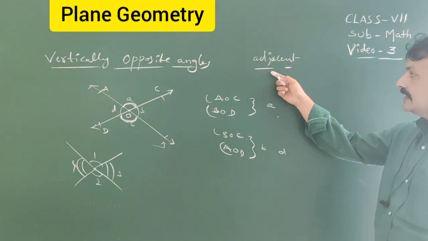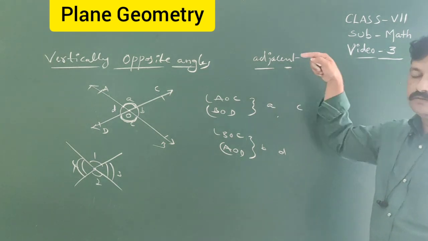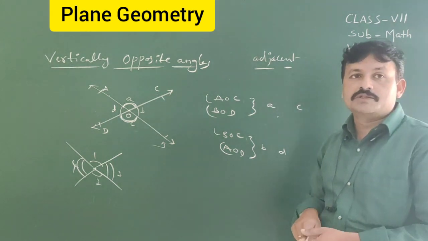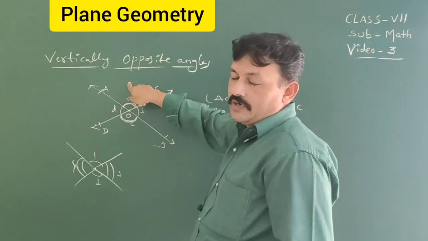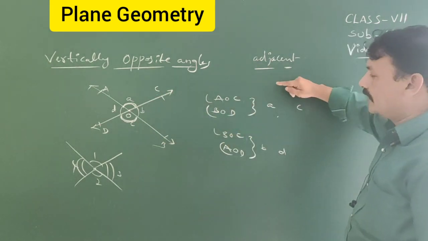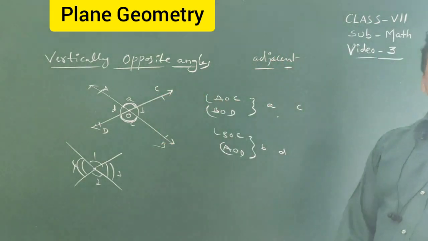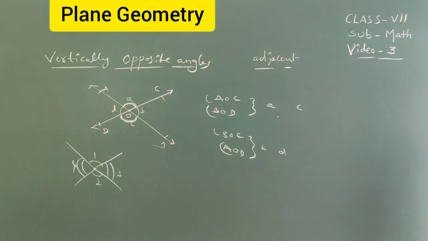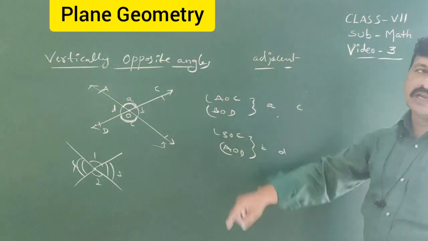What are adjacent angles? Two angles are said to be adjacent if they have a common vertex and a common arm. Here, for vertically opposite angles, they have a common vertex and they don't have a common arm. Here a common arm is required, here a common arm isn't required. That is the difference between adjacent and vertically opposite angles.